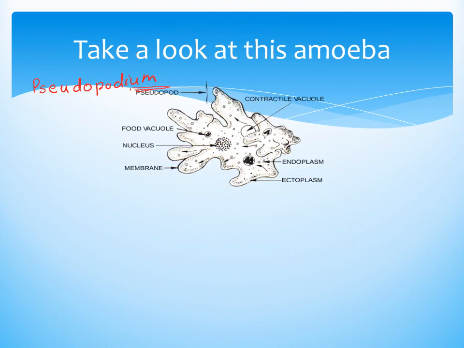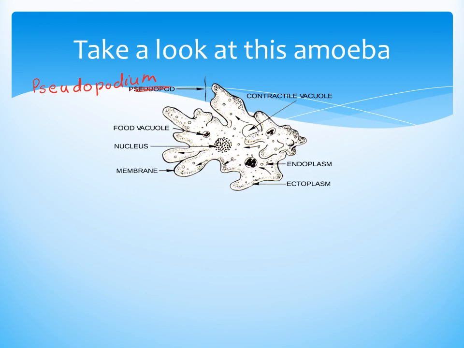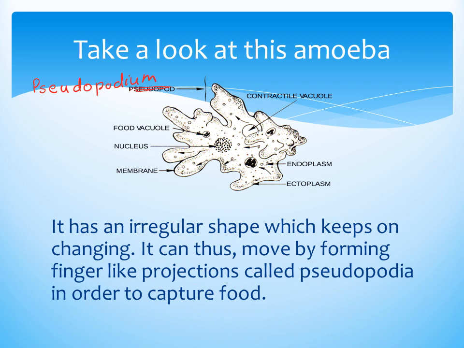Take a look at this amoeba. It has got finger-like projections which are called pseudopodia. Singular is called as pseudopodium. It has an irregular shape which keeps on changing. It can thus move by forming finger-like projections called pseudopodia in order to capture food.